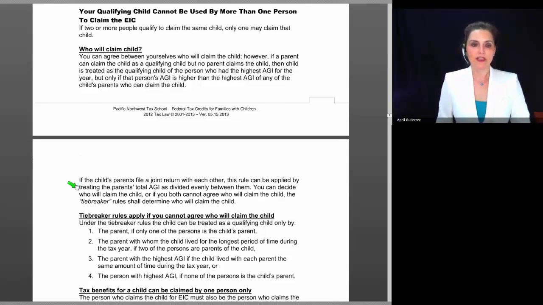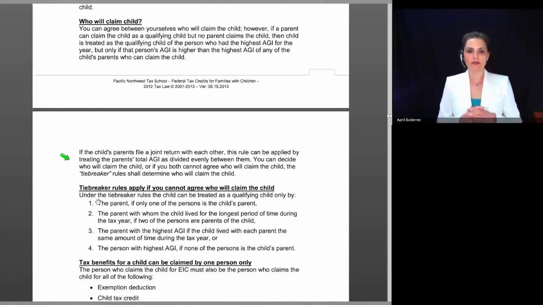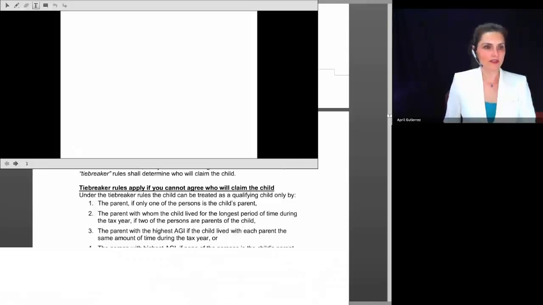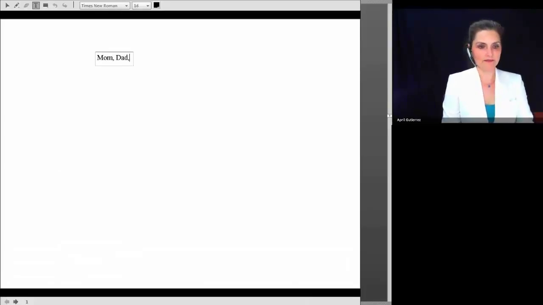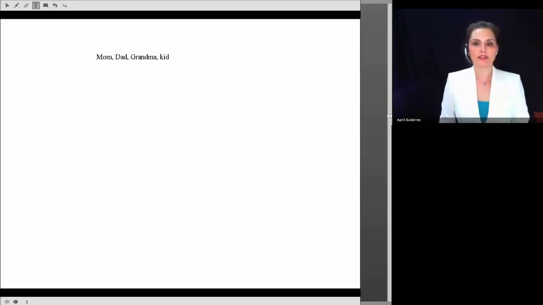So what they're saying here is, let's just suppose you've got a household. I'm going to draw up a little chart here. So let's just suppose we have people living in a house together. We've got mom, dad, grandma, and kid. Those are the people living in the house. And mom and dad are living in grandma's house, and they're thinking, well, I want to give the dependency exemption to grandma. And when I give away the dependency exemption to grandma, I'm going to be giving away perhaps entitlement to the head of household filing status.